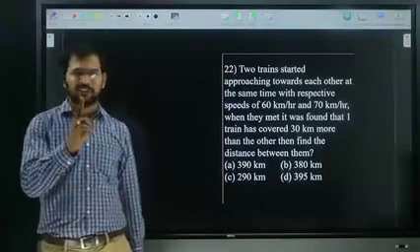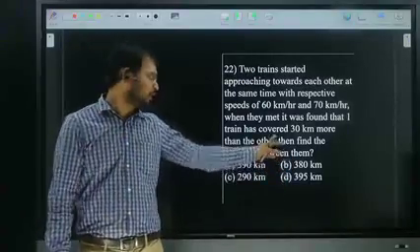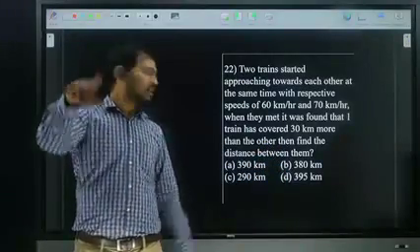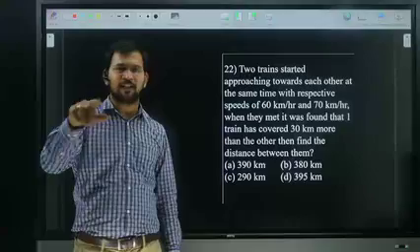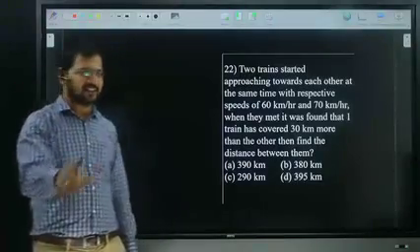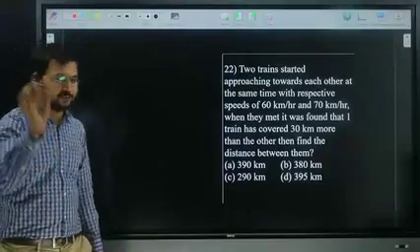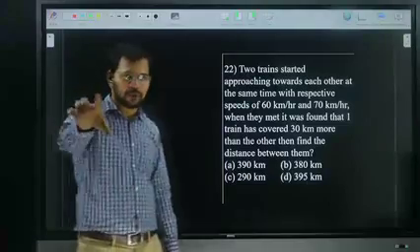How many parts difference is there? One part. One part is nothing but 30 kilometers. Total is nothing but 13 parts, 6 to 7, 13 parts. 13 into 30, 390. Your answer is 390. All of you clear? Within seconds, we are going to attack directly.